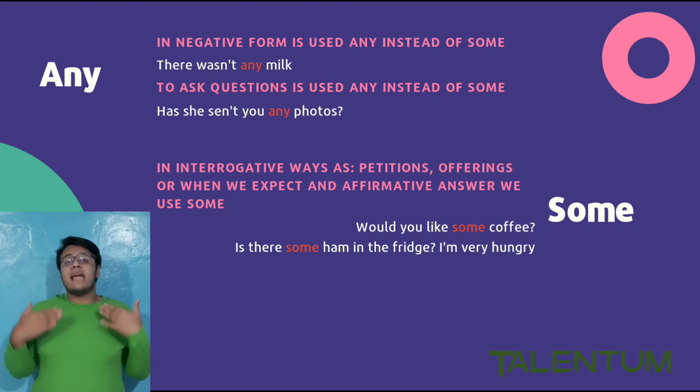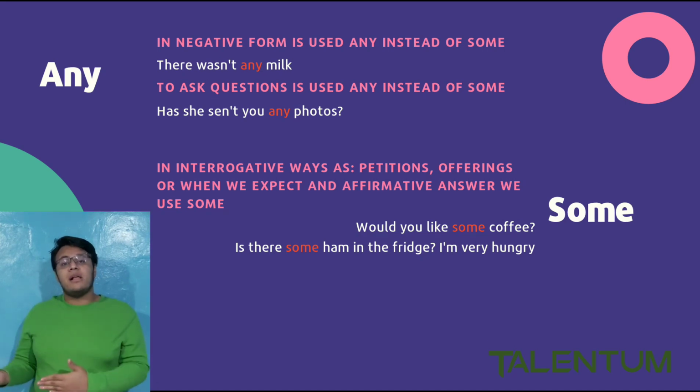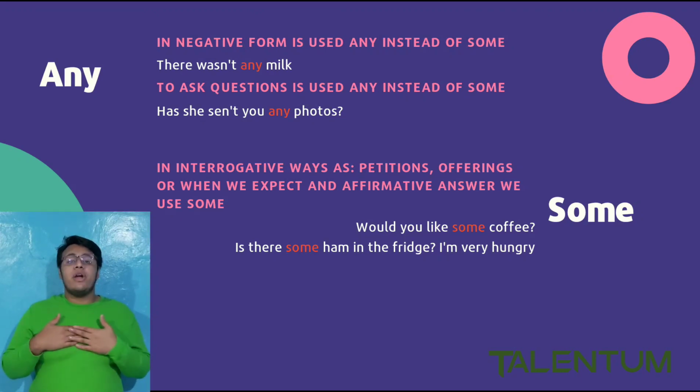But there are some cases in questions when we use some. When we make an offer, and when we make a petition, or even when we know that the question we're going to ask is going to have an affirmative answer. For example, would you like some milk? We're offering someone milk. This is an offer. Next one, is there some ham in the fridge? I'm very hungry. We are expecting an affirmative answer. That's why we're asking with some.